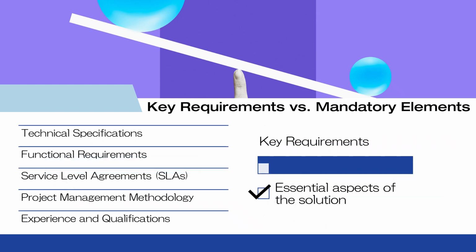Examples of key requirements. These are the essential features or capabilities the client needs. You might not get disqualified for missing one, but it will significantly hurt your chances of winning. For example: technical specifications, functional requirements, service level agreements, project management methodology, experience and qualifications.